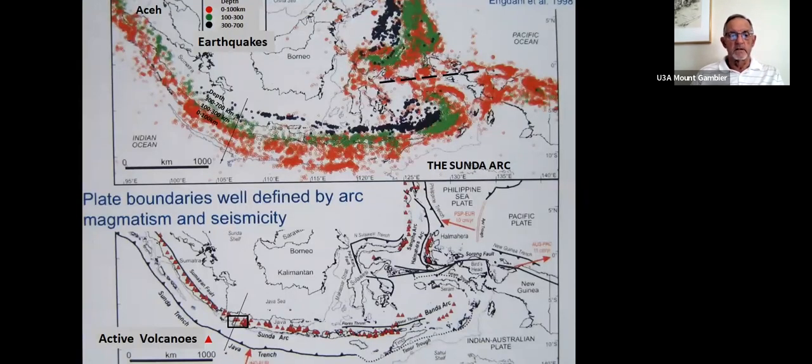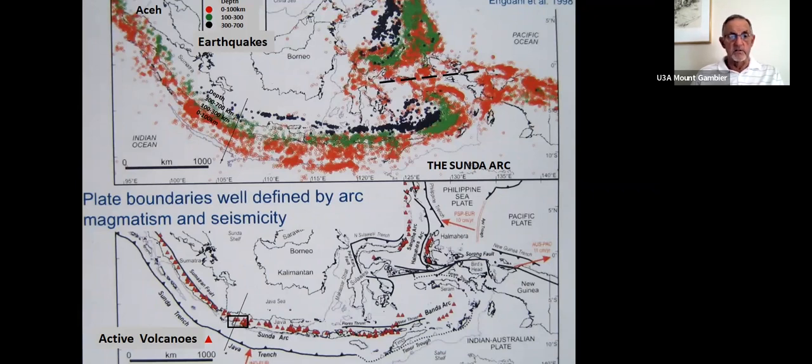Here's another detail of that area showing depth of earthquakes. The red ones are the shallowest, green getting to 300 kilometres depth, and the black ones north of the island mass of Java, but continuing up through southern Sumatra, between 300 and 700 kilometres depth. Notice the mass of earthquakes in Sulawesi on the northern boundary. That's taking the brunt of a great deal of deformation today.